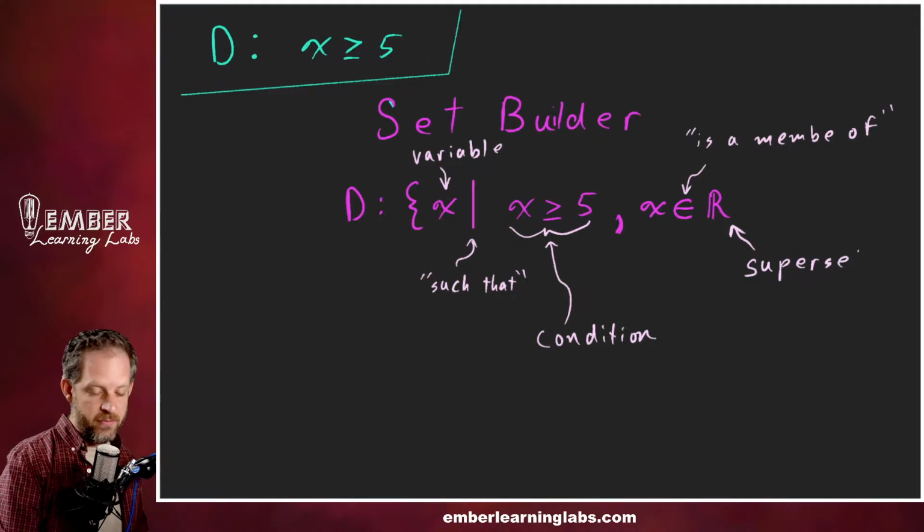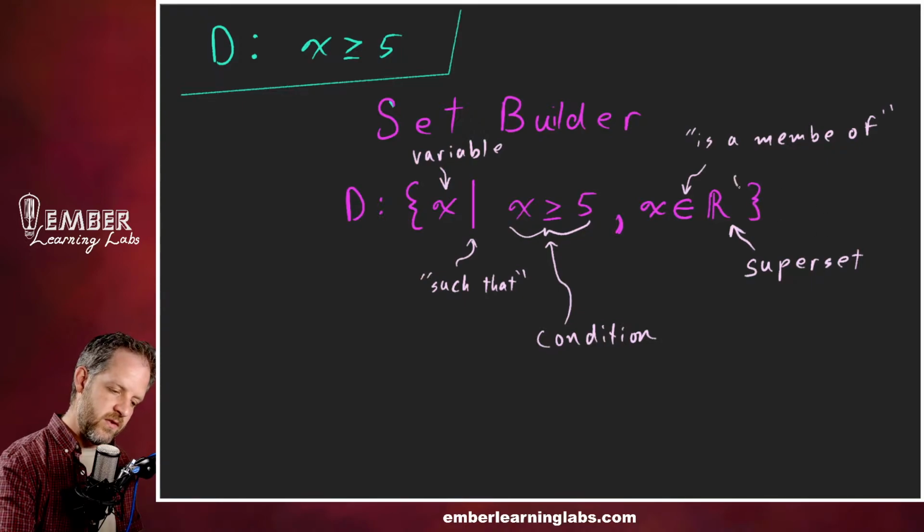What kind of number is it? And then we, of course, end our curly brace here. Oh, I forgot to put in parentheses. This one. This particular symbol is real numbers.